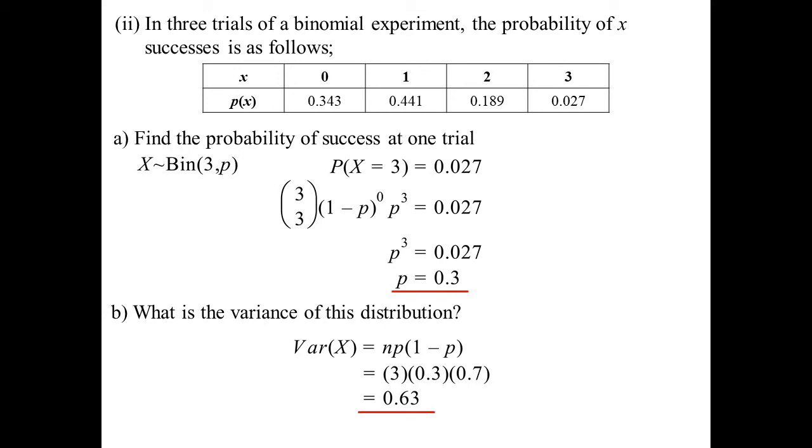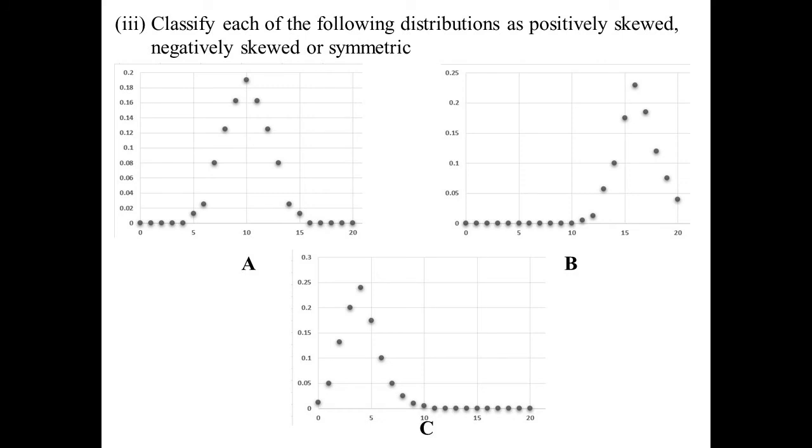We just worked out the probability of success is 0.3, and so therefore the probability of failure is 0.7. We end up with 0.63 for the variance of that distribution. 3 distributions. Which one is which?